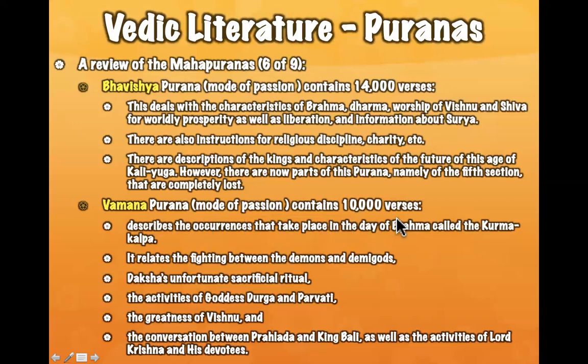Vaman Puran, 10,000 verses, describes the occurrences that take place in the day of Brahma, called Kurma Kalpa. It relates the fighting between the demigods and the demons, Daksha's unfortunate sacrificial ritual, the activities of Goddess Durga and Parvati, greatness of Vishnu, and the conversation between Prahlad and King Bali. Prahlad is the grandfather of King Bali, as well as the activities of Lord Krishna and his devotees.